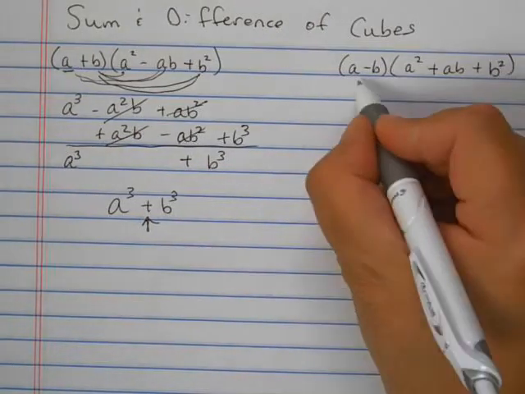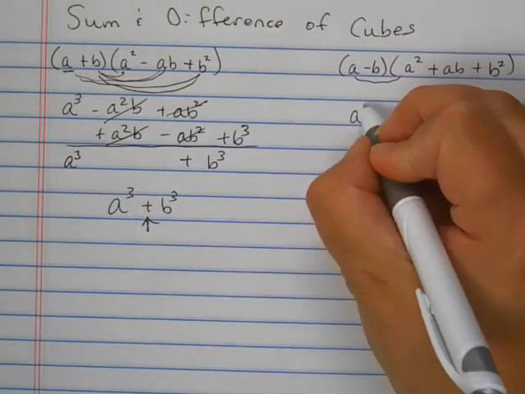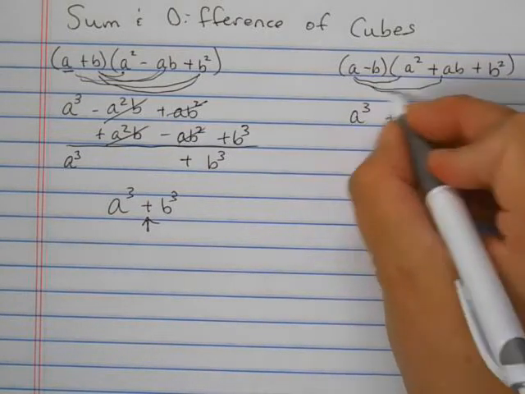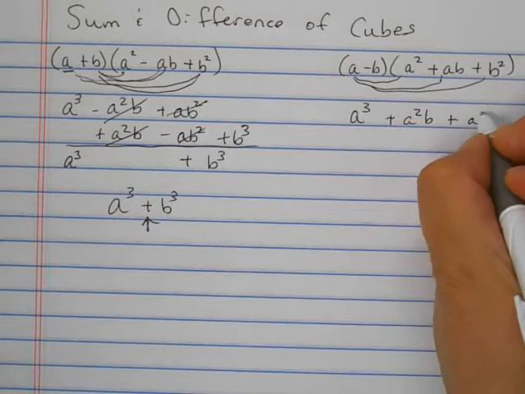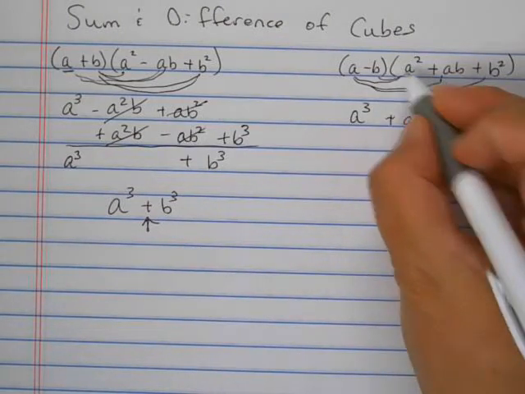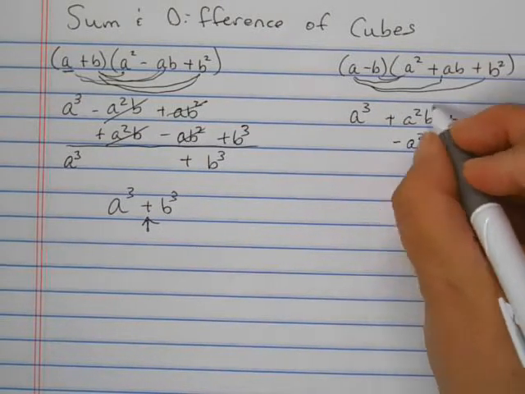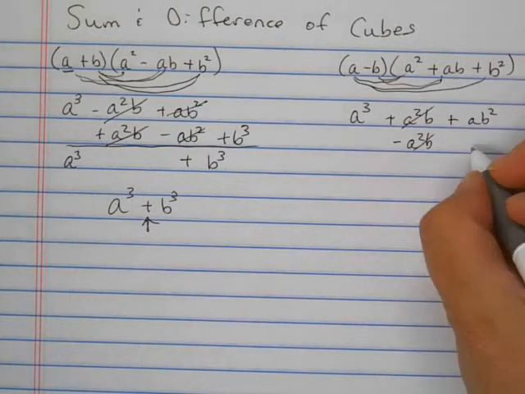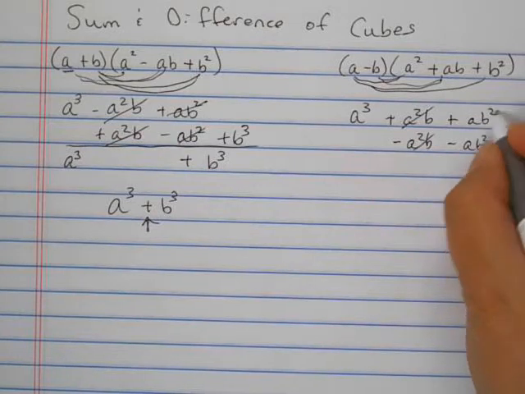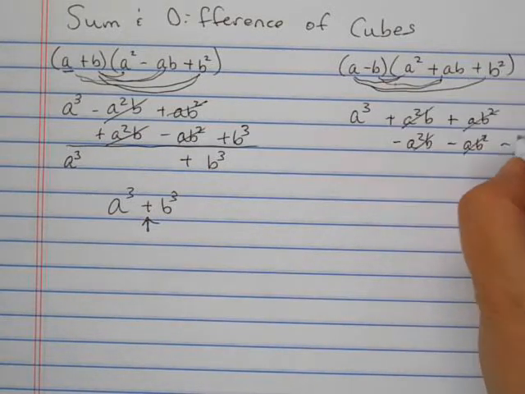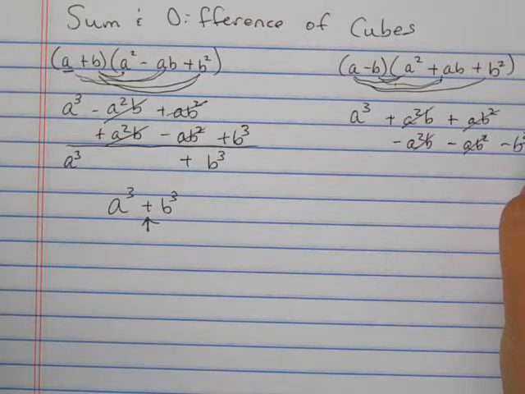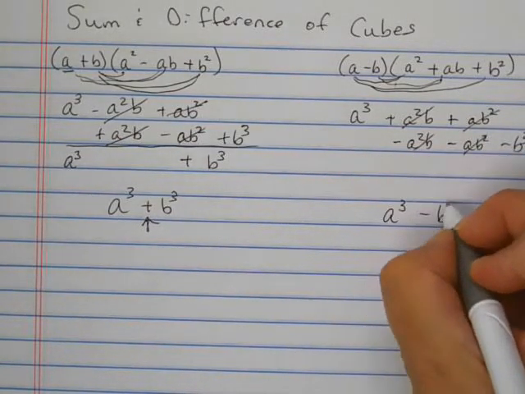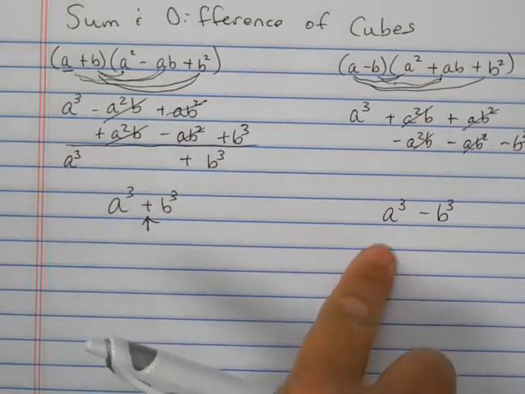Let's do the next one. This would be a cubed plus a squared b plus ab squared minus a squared b. So you can see what's happening here. Those are going to cancel. Minus ab squared, cancel, minus b cubed. So I'm left with a cubed minus b cubed. Notice I have a sum of cubes and a difference of cubes.